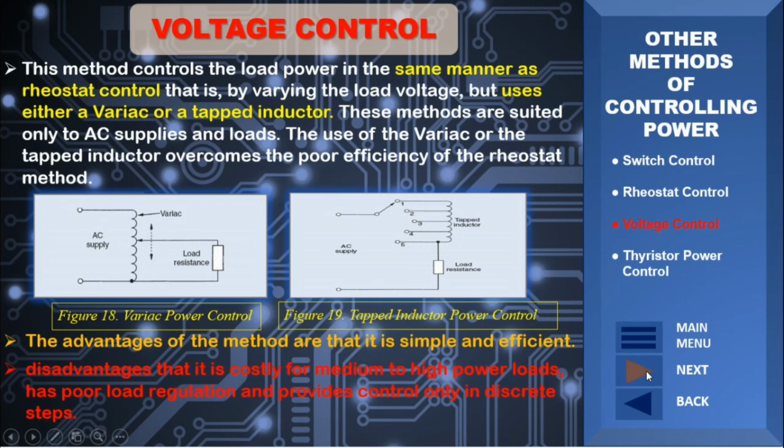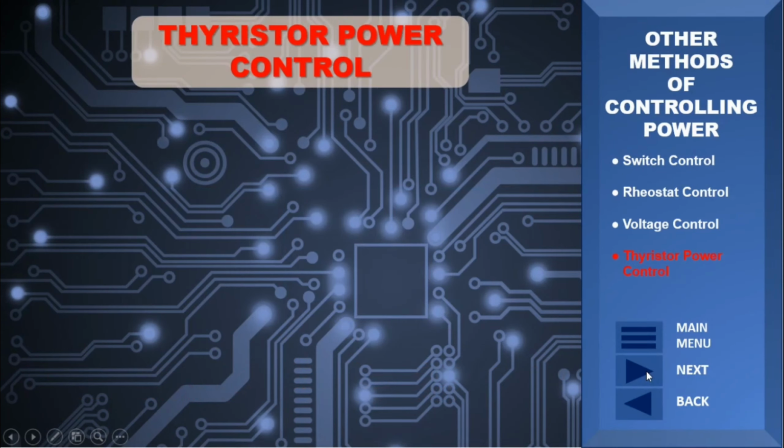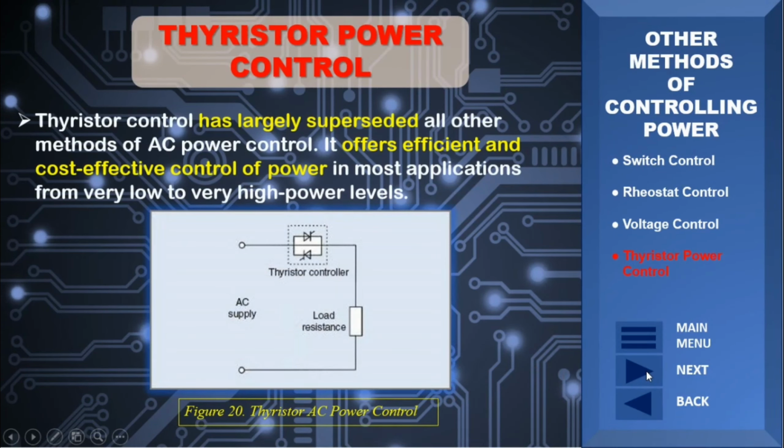And lastly, the thyristor power control. Thyristor control has largely superseded all other methods of AC power control. It offers efficient and cost-effective control of power in most applications from very low to very high power levels. Figure 20 shows a simplified diagram for a thyristor power controller.